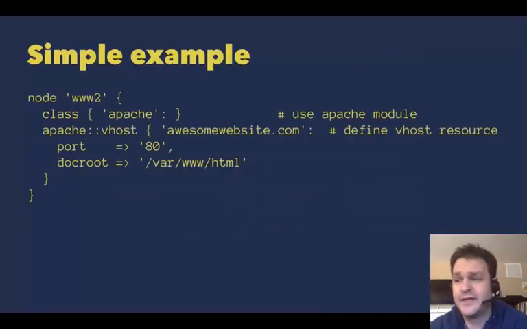Let's take a look at a relatively simple example. What we're defining here is actually pretty simple. We're defining an Apache web server, and we're saying that the name of the node is www2. There might be another one called www1. And it follows the Apache module, meaning that what I want to define here is Apache, the web server. And we further define that this web server has to have a definition listening on port 80 with a document root at /var/www/html for the awesomewebsite.com domain.